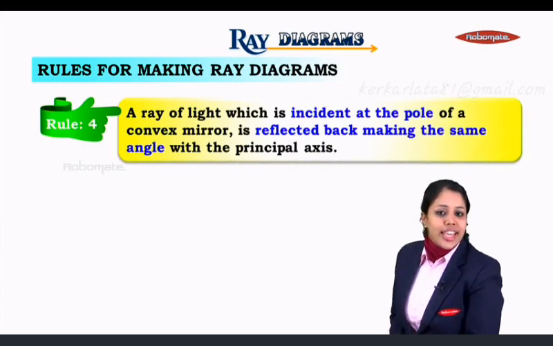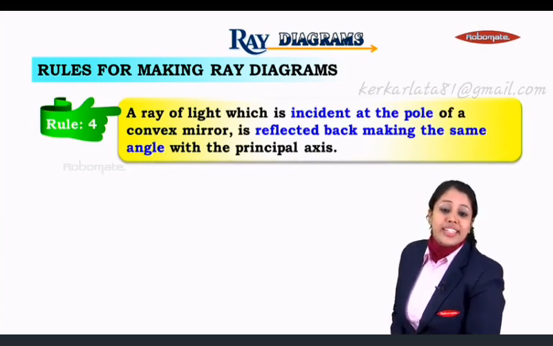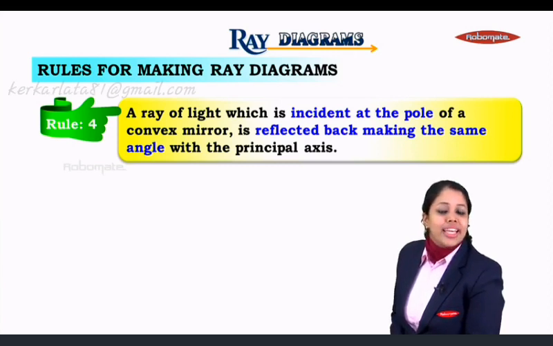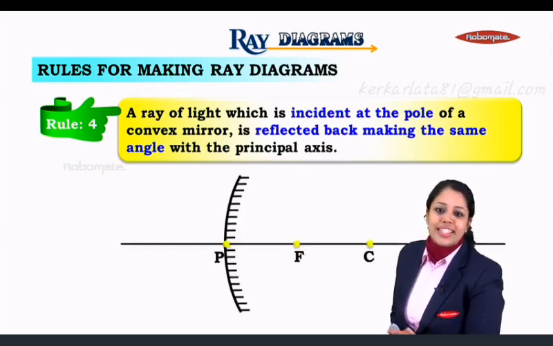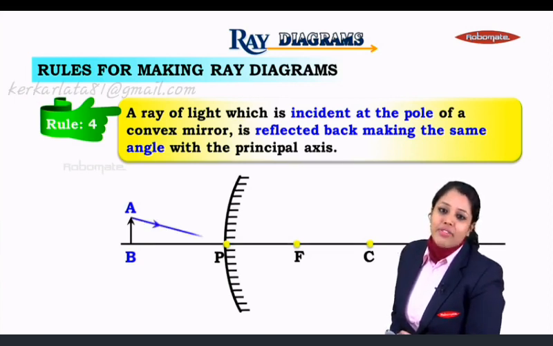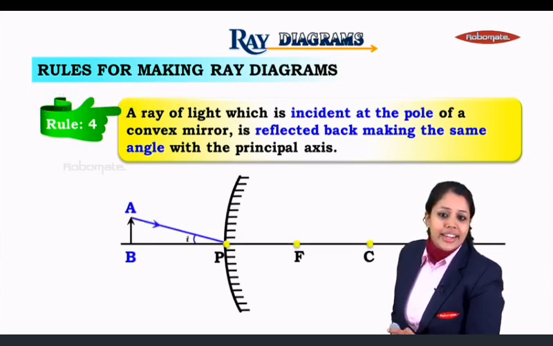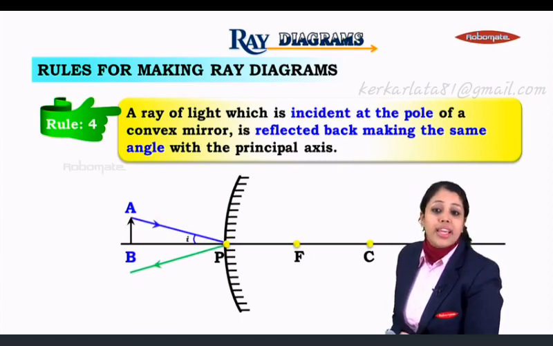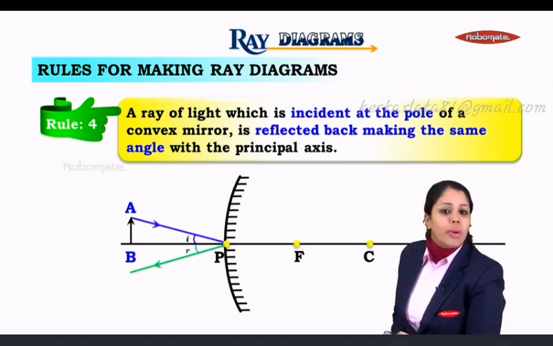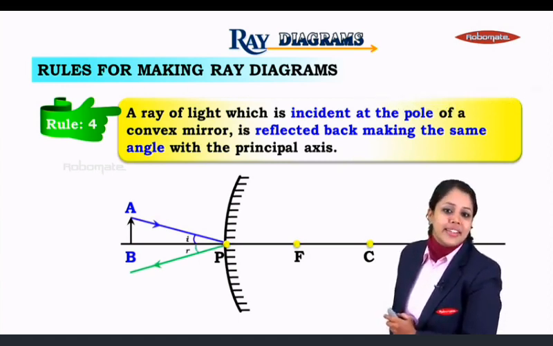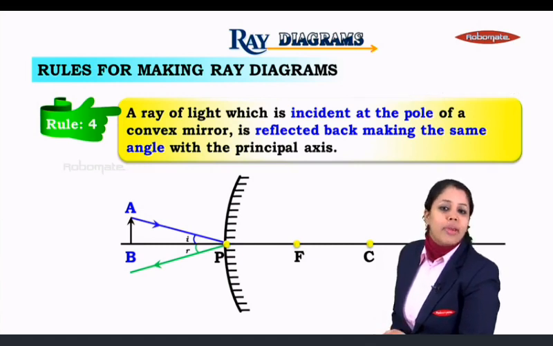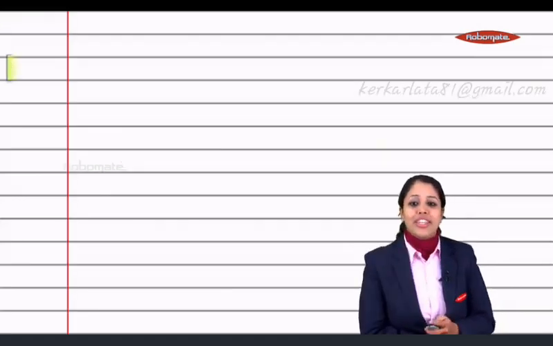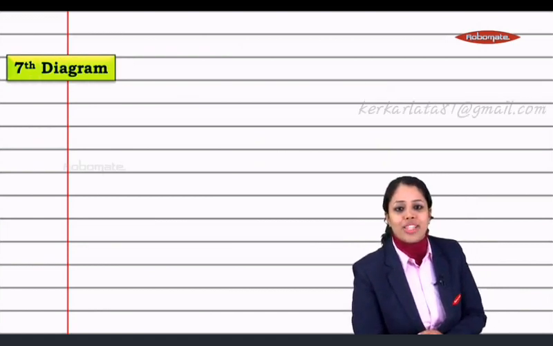Coming to the fourth rule, it says a ray of light which is incident at the pole of a convex mirror is reflected back, making the same angle with the principal axis. So basically, if the incident ray makes an angle with the principal axis at the pole, say 30 degrees, then the reflected ray will also make the same angle, that is again 30 degrees. So these are the 4 rules for making the ray diagram of a convex mirror. Let's move further with the next ray diagram of a convex mirror.